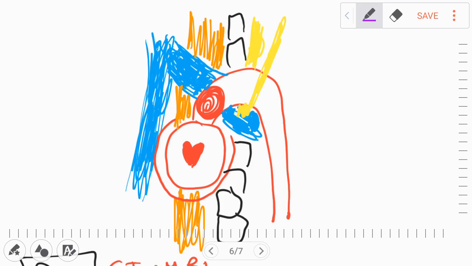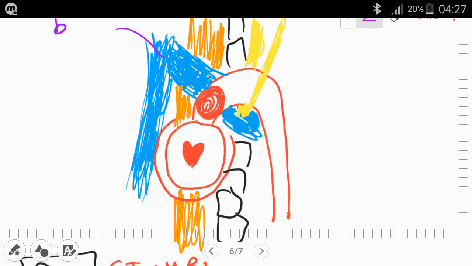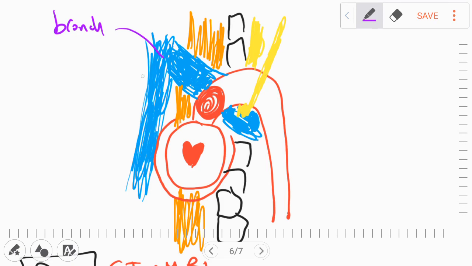So let's start one by one. The blue structure that you see is the bronchus. You see the right main bronchus and the left main bronchus. By the way, don't consider this diagram anatomically correct, because it is just meant to show you the other structures present in the thorax which the aneurysm can compress. It is not anatomically correct.